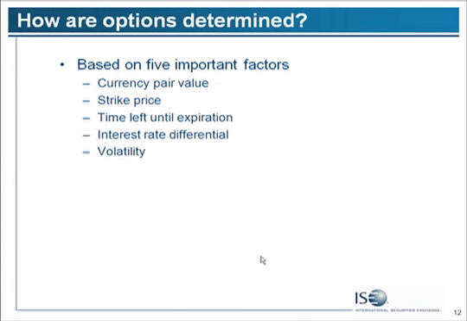How are the options priced? Well, the pair value, the strike price, the time left, the interest rate differential, and volatility. Those are the 5 factors that go into the price of the option.